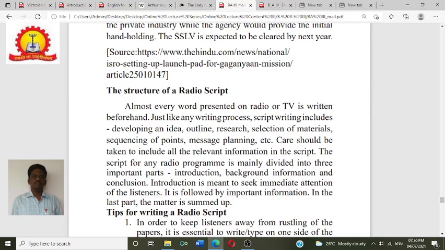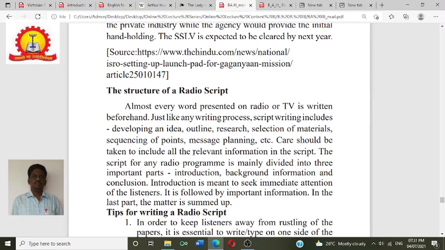We have to write the script before we read aloud on the radio. We have to write a script before we present it on a television. So the presentation on the radio or television is written beforehand, and it is prepared very professionally.